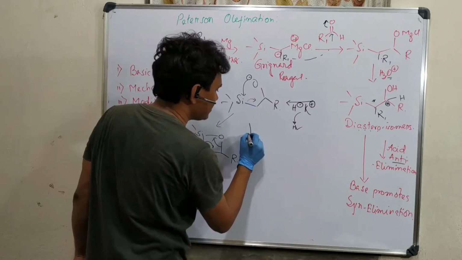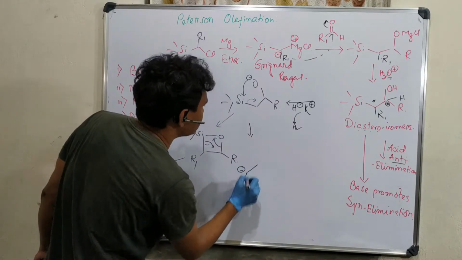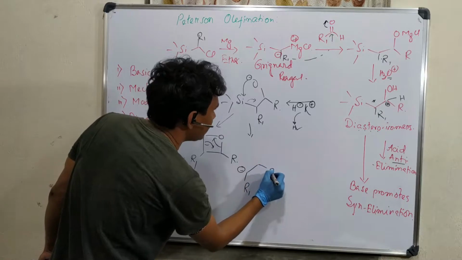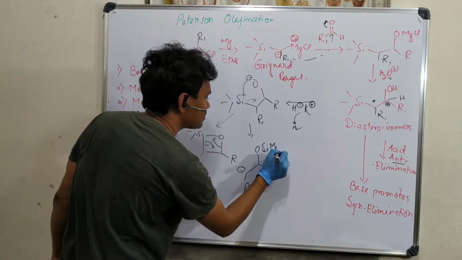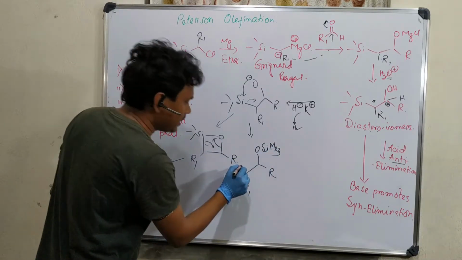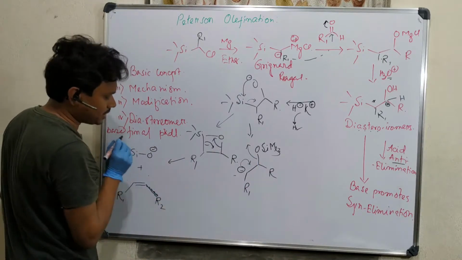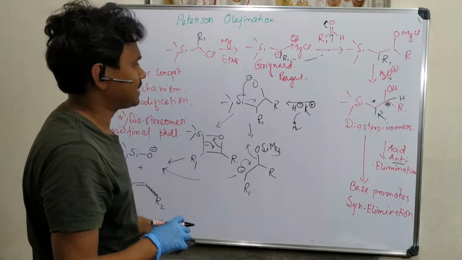So what will happen? It will generate a carbanion. This is R1, this is R, and the O-Si is in it. Fine. Then it will attack. Whatever the route, ultimately it will end up with this final product. Okay, this is the base-catalyzed version.